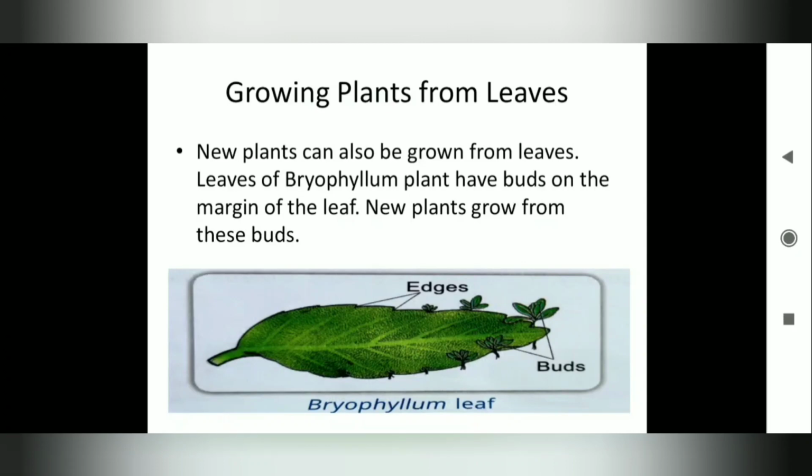Growing plants from leaves. New plants can also be grown from leaves. Leaves of the Bryophyllum plant have buds on the margin of the leaf. New plants grow from them. Now children, here you can see the picture. Small buds grow from the leaf, and the buds are on the edges of the leaf.